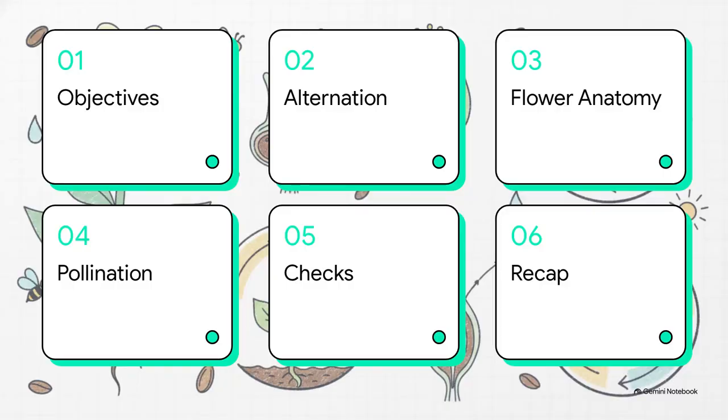Here's our roadmap for today. We'll cover our objectives, the alternation of generations, flower anatomy, a model of pollination, run through a few quick checks, and finish up with a recap.